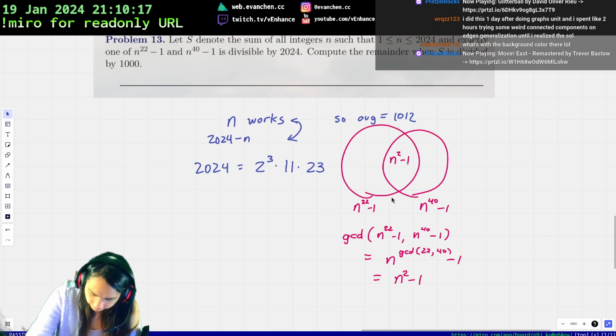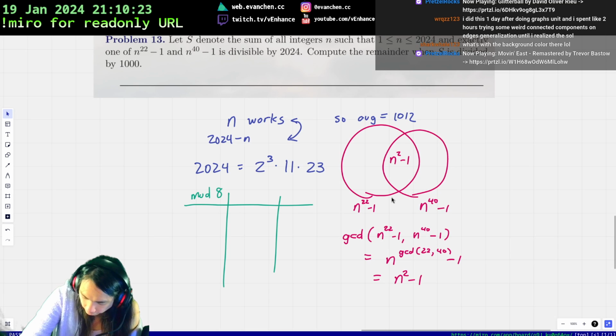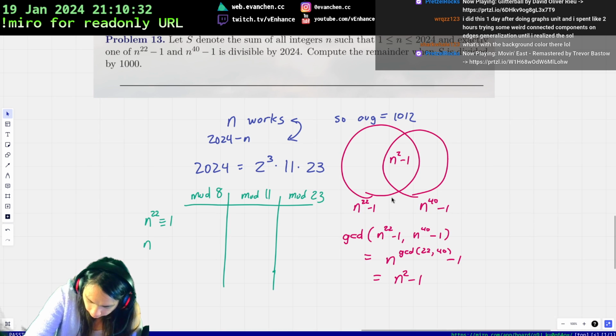So I'm just going to make a chart here, where this is mod 8, mod 11, mod 23, and say how many solutions are there to n to the 22 is 1 mod that thing, n to the 40 is 1, and n squared is 1.